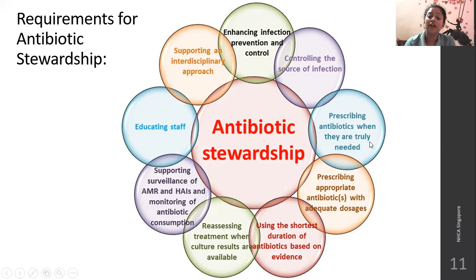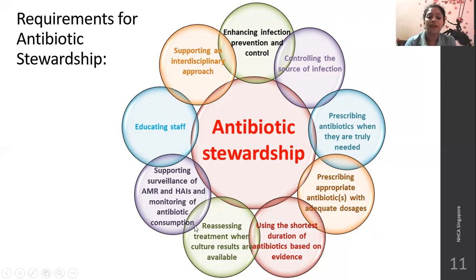Prescribing antibiotics when they are truly needed. Unnecessarily do not prescribe the antibiotics. Prescribing appropriate antibiotics with adequate doses. Even if there comes a time when you have to prescribe the antibiotic, it should be appropriate. Do not jump into a reserve group of antibiotics. Try to control the disease with narrow spectrum antibiotics or class 1 antibiotics. Using the shortest duration of antibiotics based on their resistance.